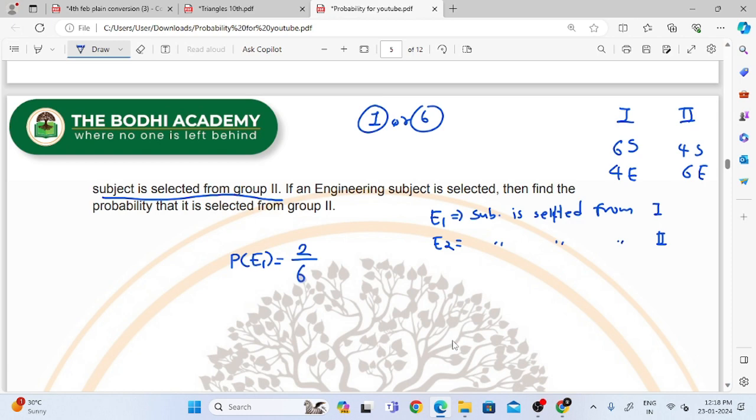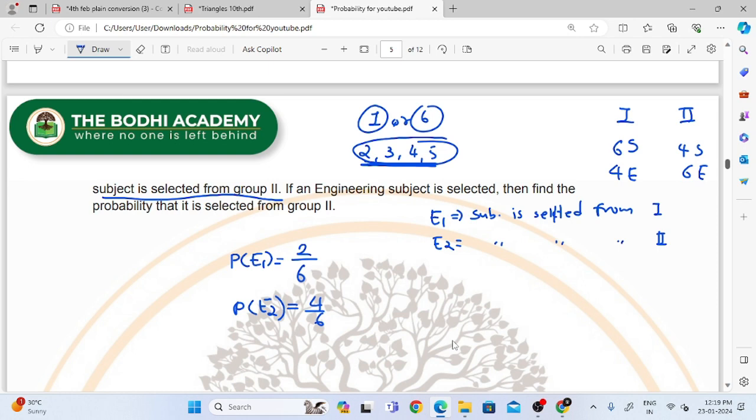That means selecting the subject from group 1. And for the other numbers, which numbers are left? 2, 3, 4 and 5. So if the remaining 4 numbers come, 2, 3, 4, 5, then we will select the subject from the second group. So what is the possibility? There are 4 possibilities, 4 out of 6, because in the die total 6 numbers are there. Okay, so this is the probability of E1 and the probability of E2.